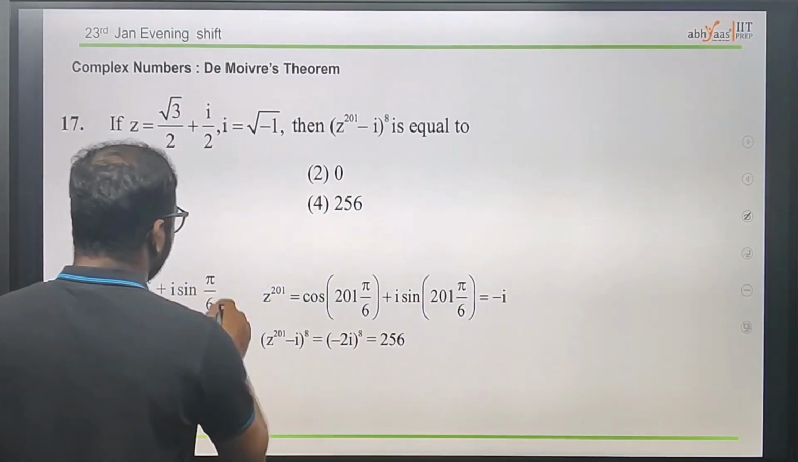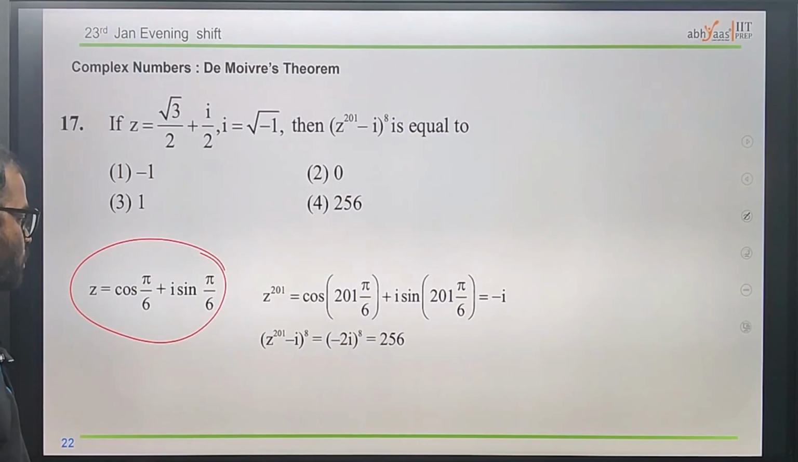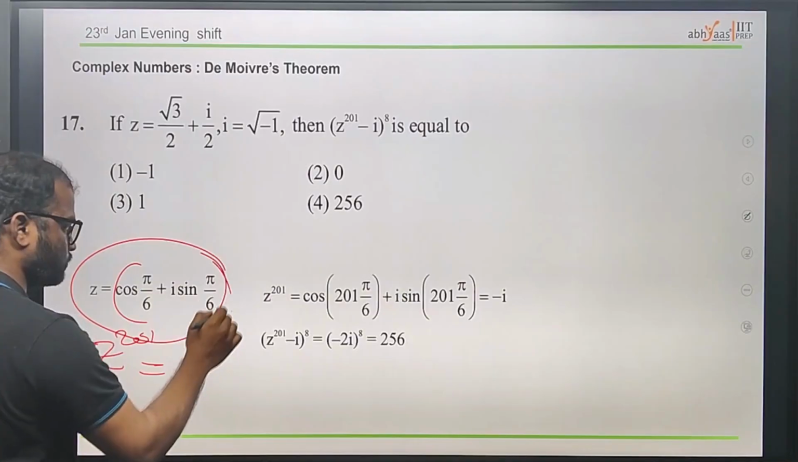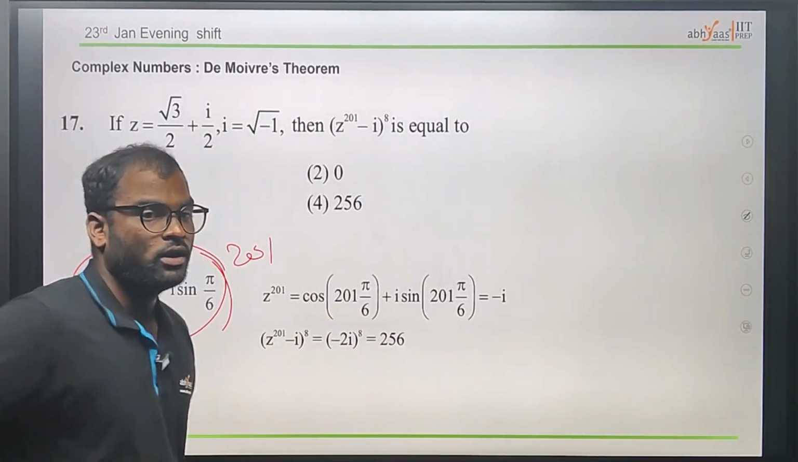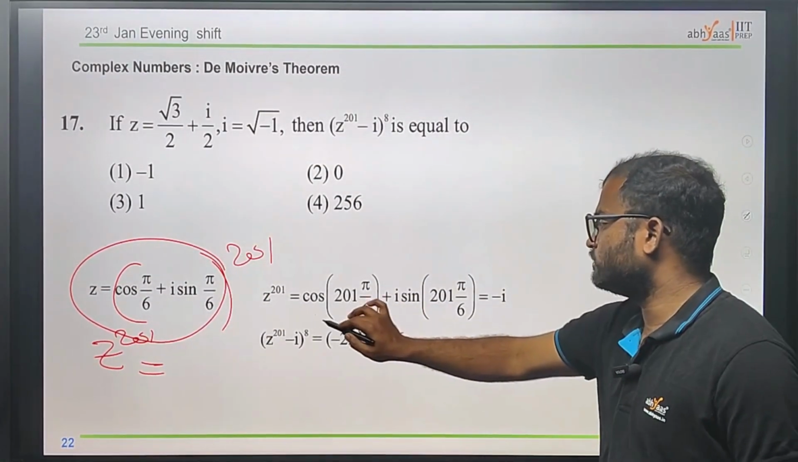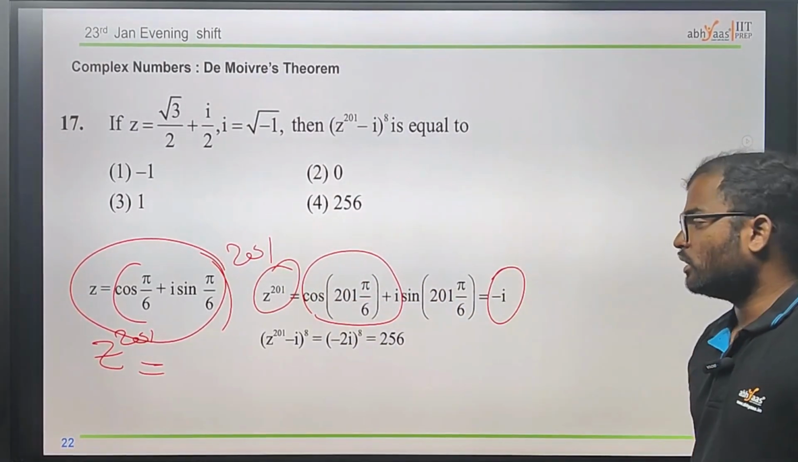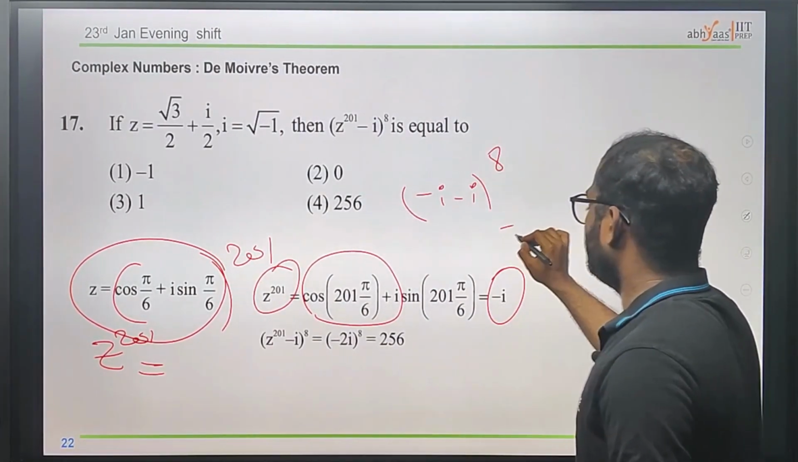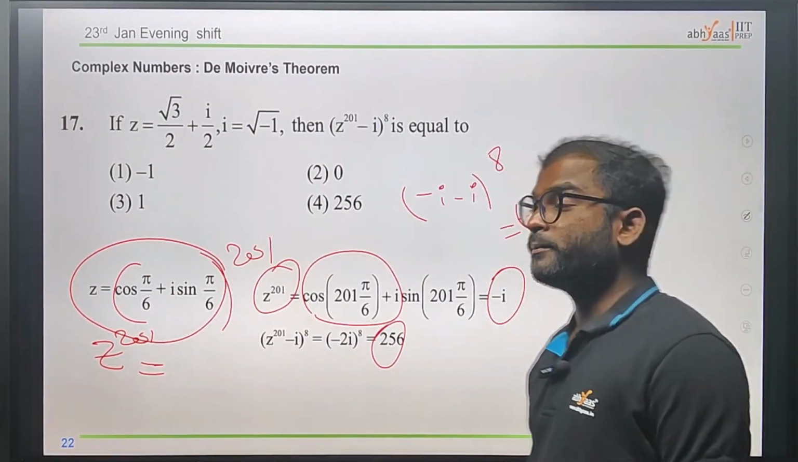First, z equals cos pi by 6 plus iota sin pi by 6. Using De Moivre's, with power 201, we take it as cos of 201 pi by 6 plus iota sin of 201 pi by 6. By seeing this, we got z power 201 as minus iota. Now minus iota minus iota, whole power 8, that's how we got 256. I hope you understood.